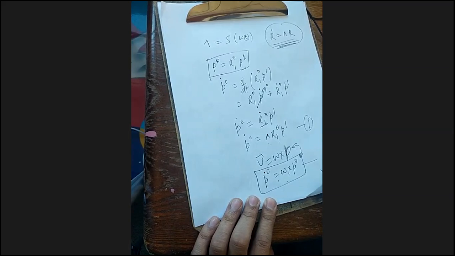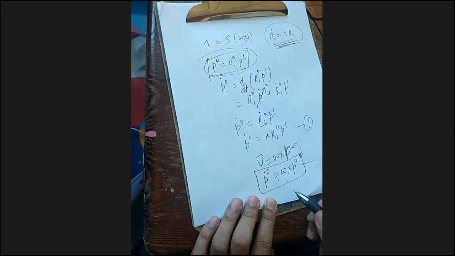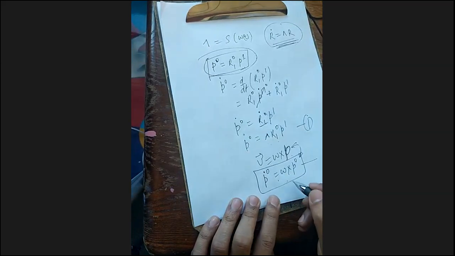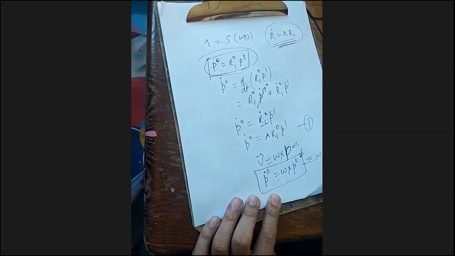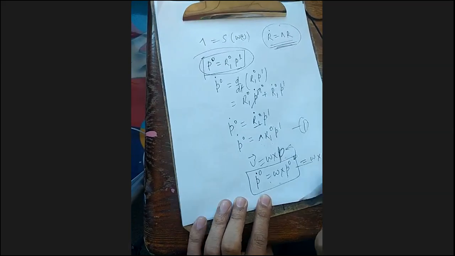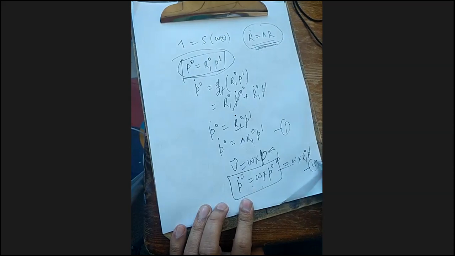So what is a P0 from here? 0. So can you write this guy as this? Omega cross R10 P1. There you go. Does it make sense? This is now equation 2. Now they are exactly the same.